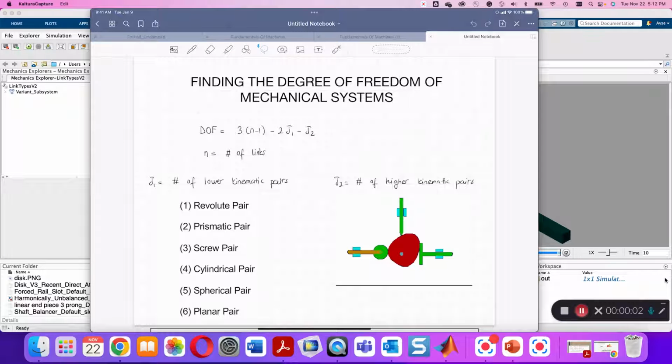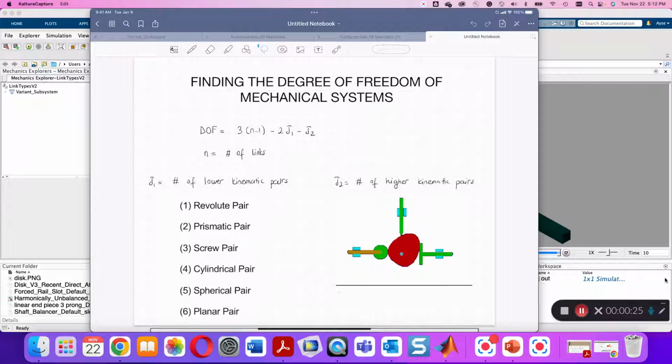How do we find the degree of freedom of a mechanical system? Using Gruebler's equation, which is 3 times n minus 1 minus 2 times j1 minus j2. Here n is the number of links, j1 is the number of lower kinematic pairs such as a revolute pair, prismatic pair, screw pair, cylindrical pair, spherical pair, and planar pair, which has a surface contact.